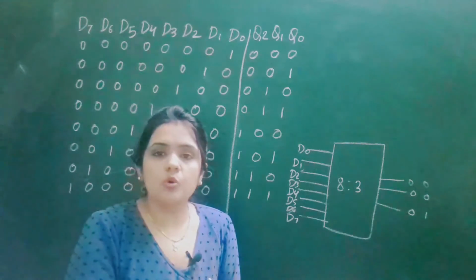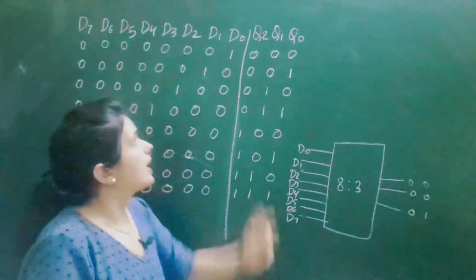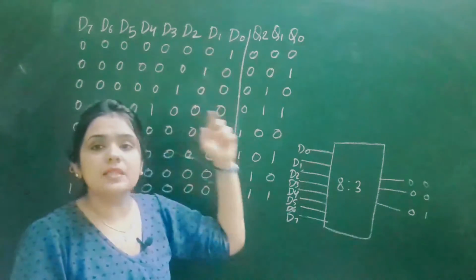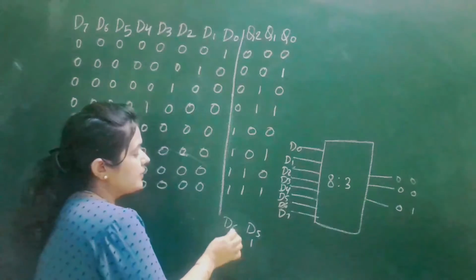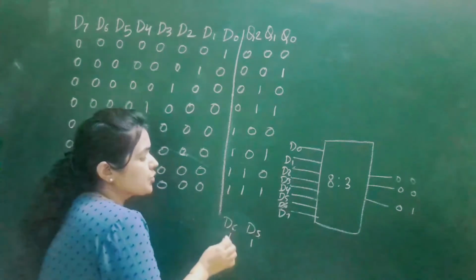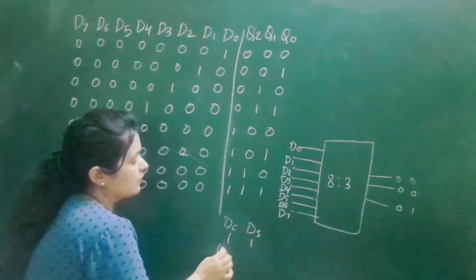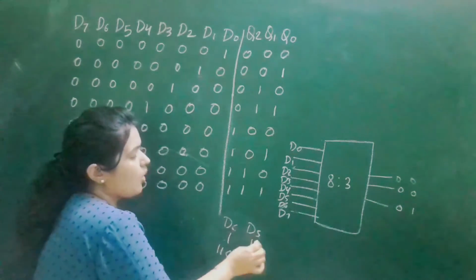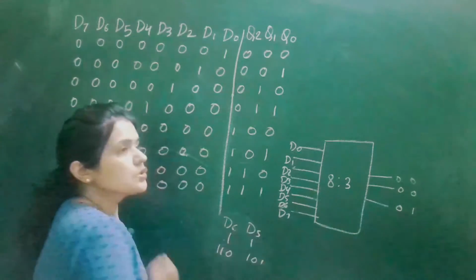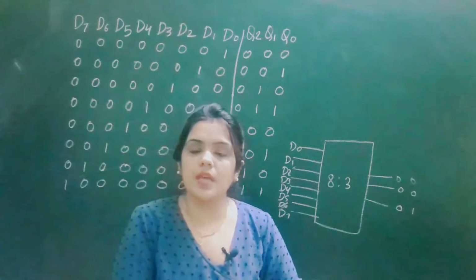But what should be the output when at the same time more than one input line is high, more than one input line has value 1? Suppose at a time D6 and D5 both have value 1, both are high. So what should be the output? The output should be 1, 1, 0 corresponding to D6, or 1, 0, 1 corresponding to D5. So here comes the need of priority encoder.